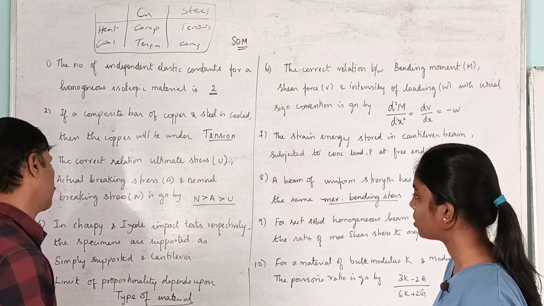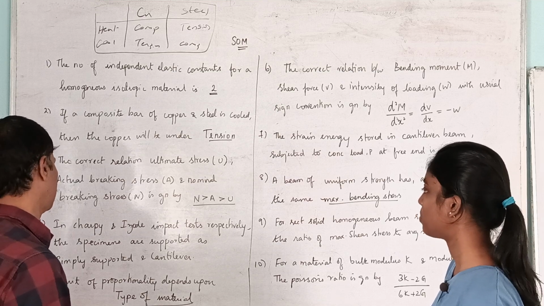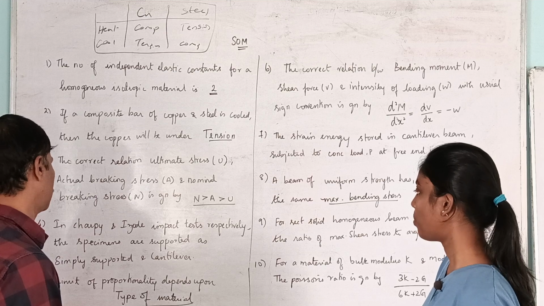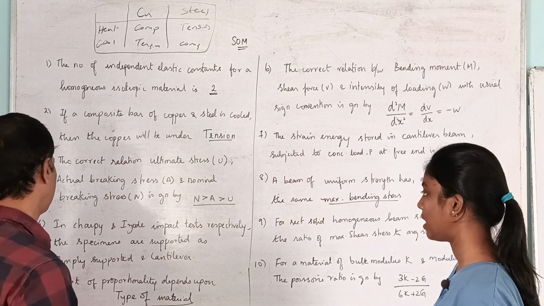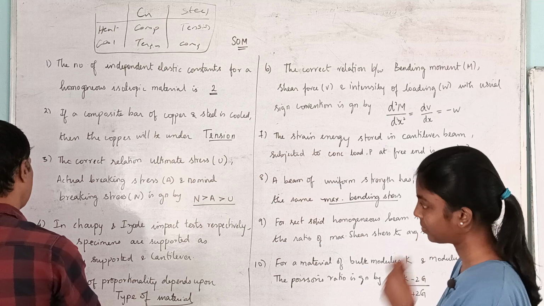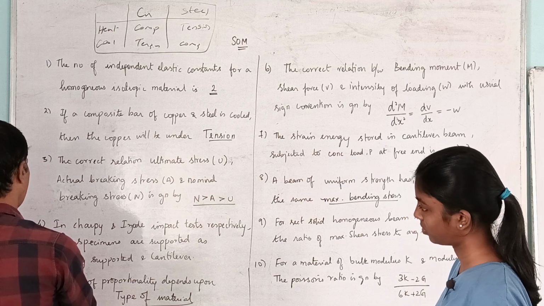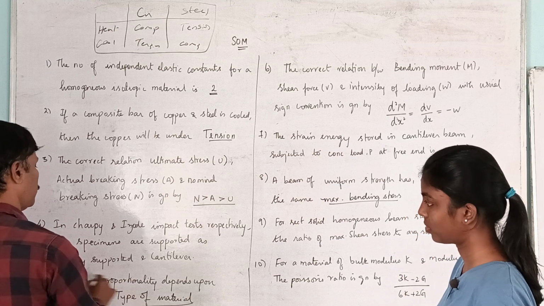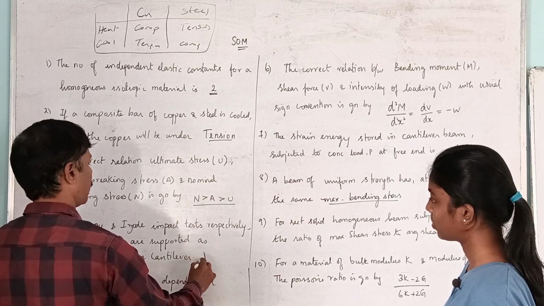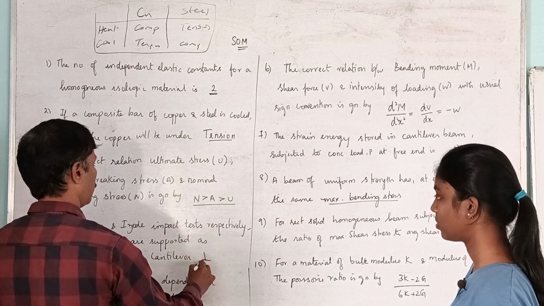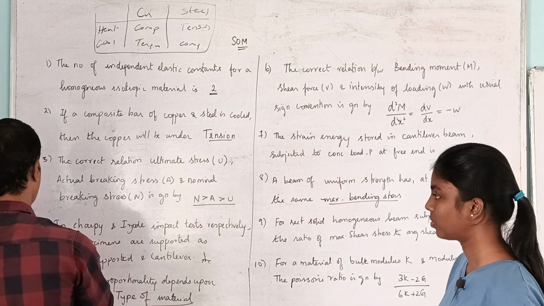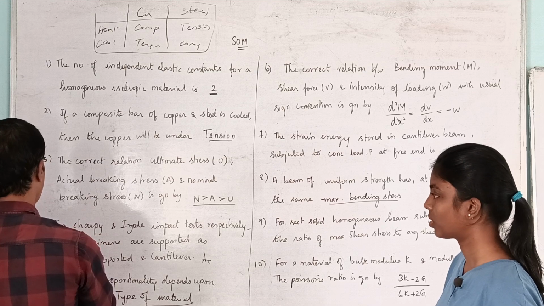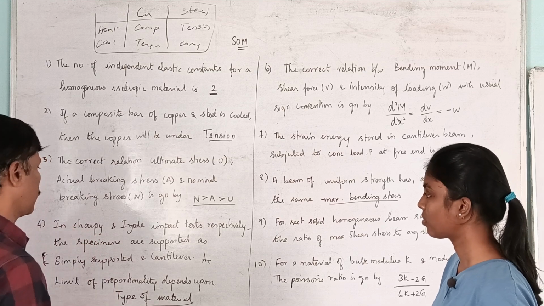In Charpy and Izod impact tests respectively, the specimen is supported as simply supported and cantilevered. Charpy is simply supported. Izod is the cantilever, which is fixed at one end.